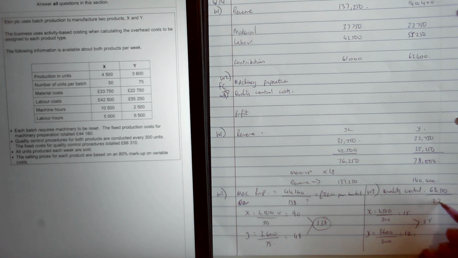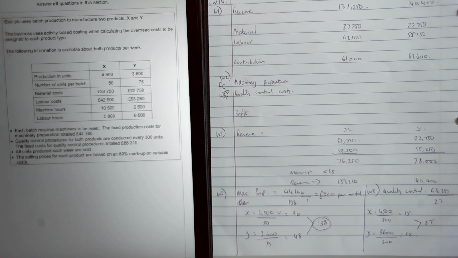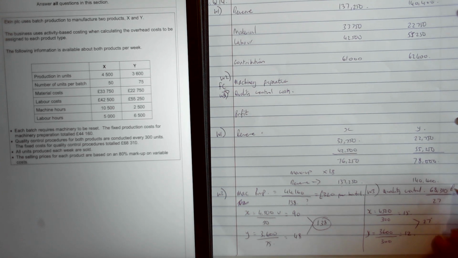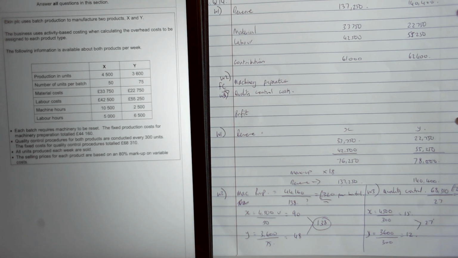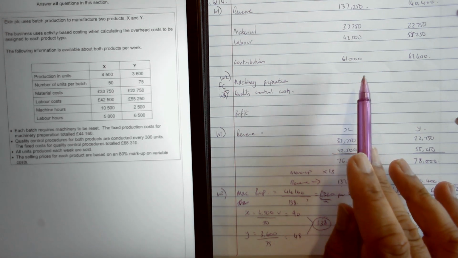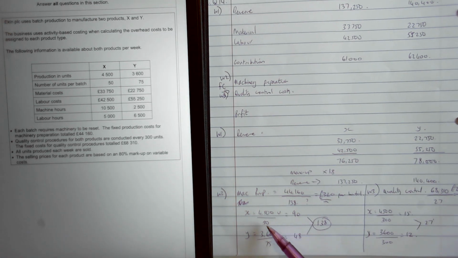68,310 divided by 27 gives us 2,530. These underlined figures are the cost per batch. Okay, so in summary, to prepare the machine, it's £320 per batch, and it's £2,530 per batch for quality control. Now for product X, it happens in every 50 batches. So all we're going to do is 320 times 50.